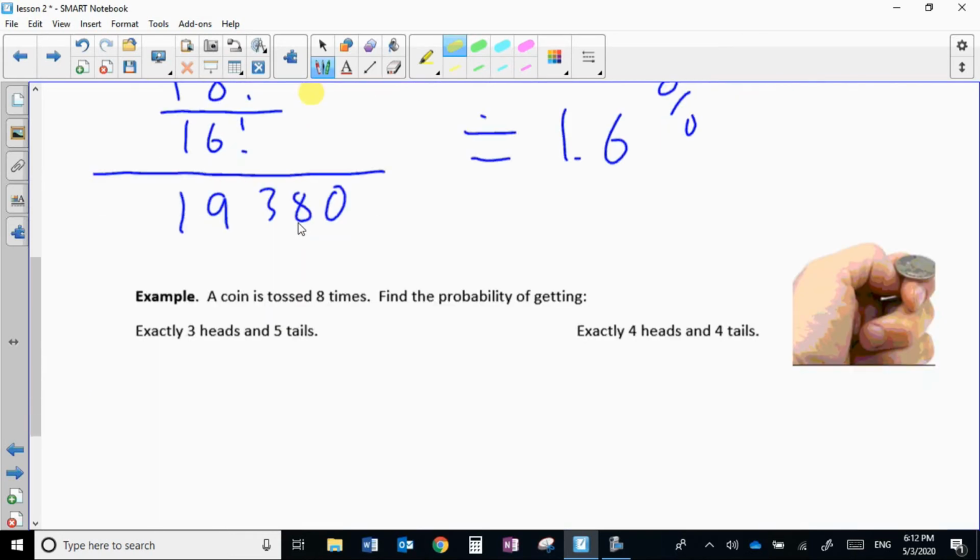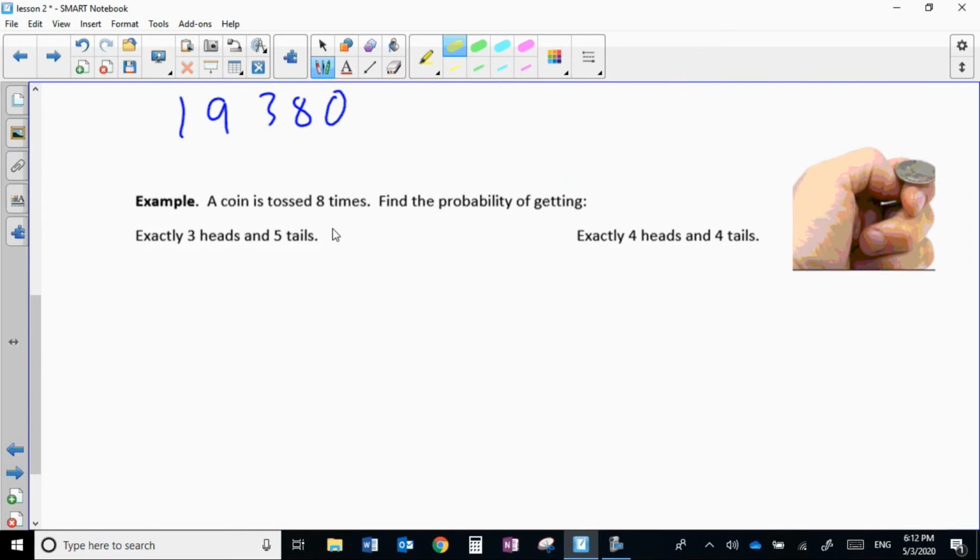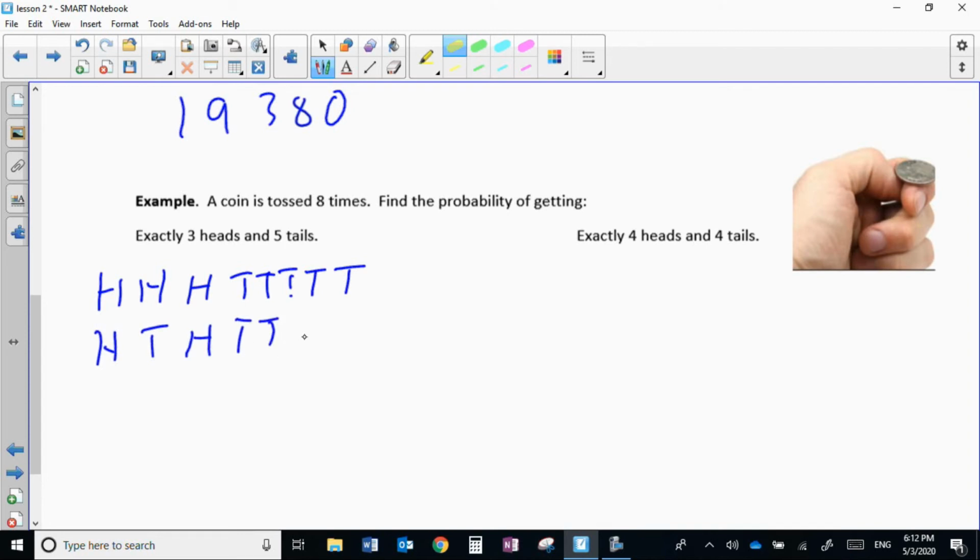Another similar example would be coin flips. A coin is tossed 8 times. Find the probability of getting, well, let's think about coin flips as also being just a string of letters. Here's one example: head, head, head, tail, tail, tail, tail, tail. Another example might be head, tail, tail, tail, head, head, head. I think that's 8. 3, 4, 5, 6. Yep. So there's all sorts of possibilities.